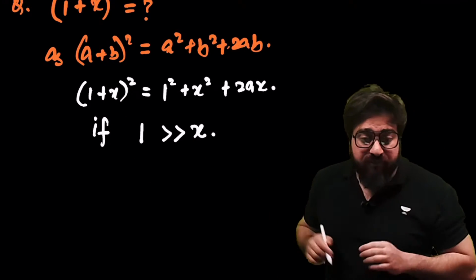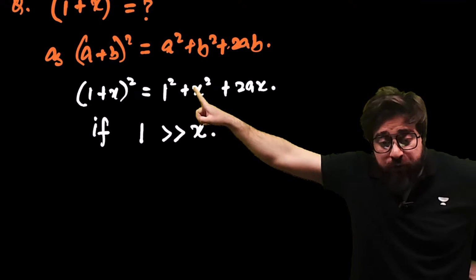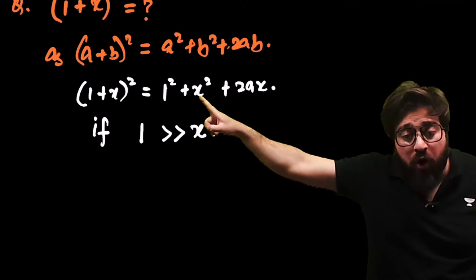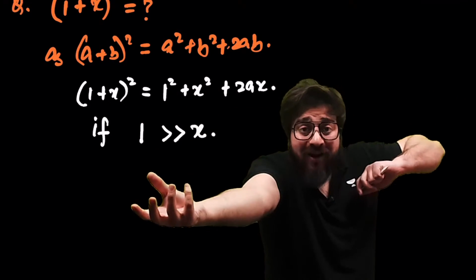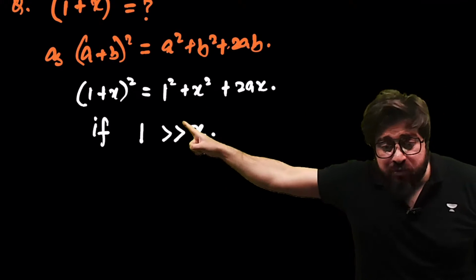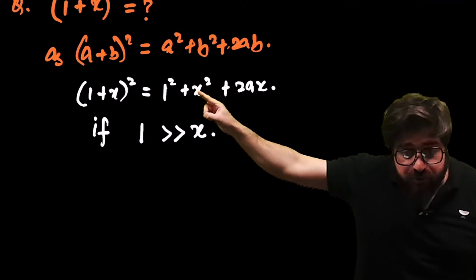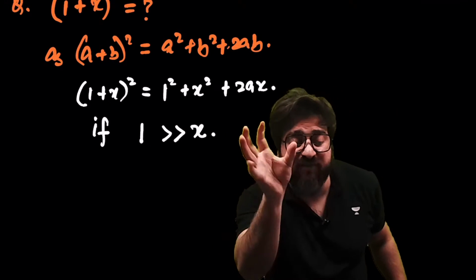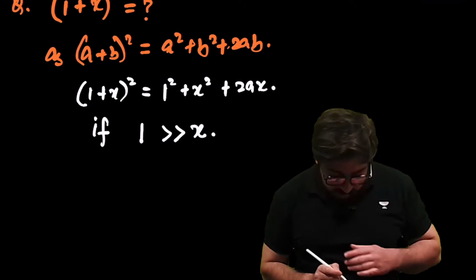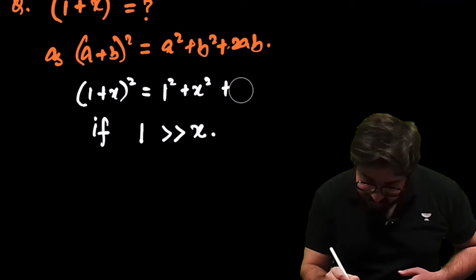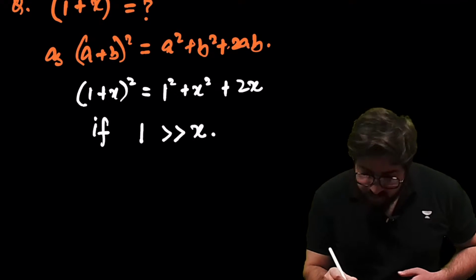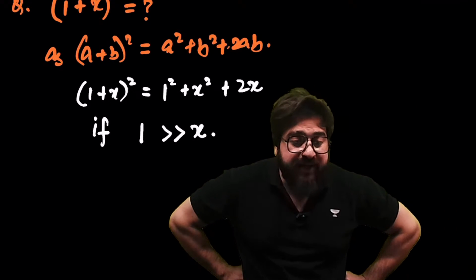Now, guys, I have told you, if this x is very small, its square will be even smaller, and you are adding a very small quantity to a very large quantity. If you add a very small quantity to a very large quantity, it will not create any difference. It is 2x. It will not create any difference.